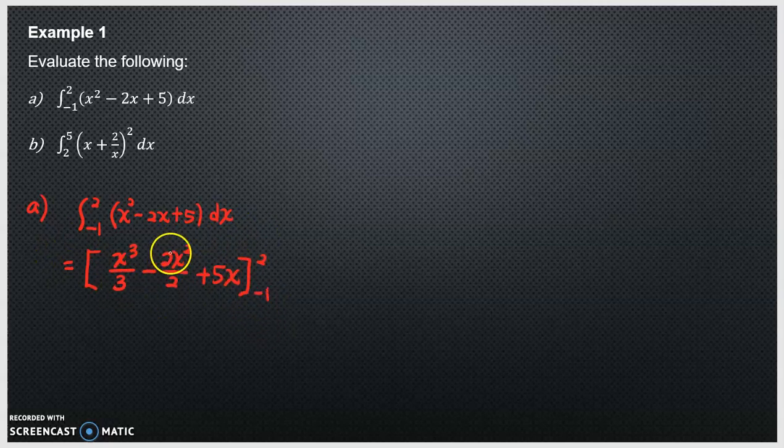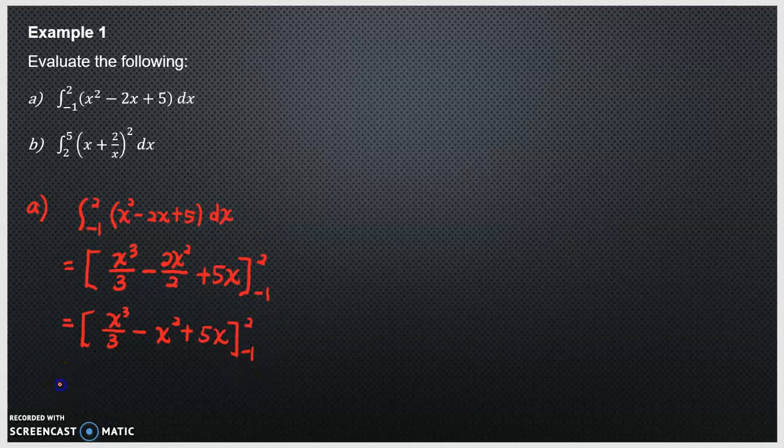Here it can be simplified. So I try to simplify. It will become x cubed over 3 minus x squared plus 5x from -1 to 2. For the definite integral, the only difference is that we have to substitute the values: the value at the top minus the value at the bottom.